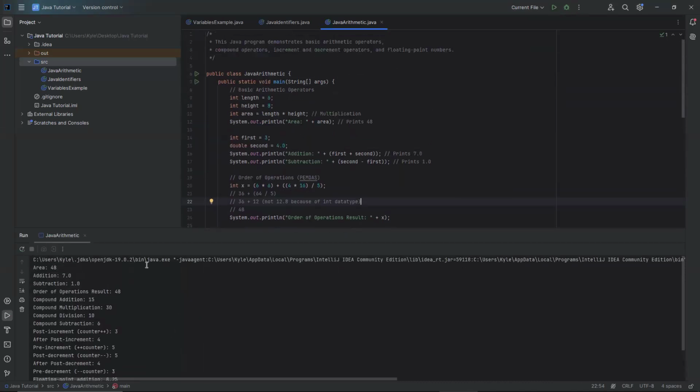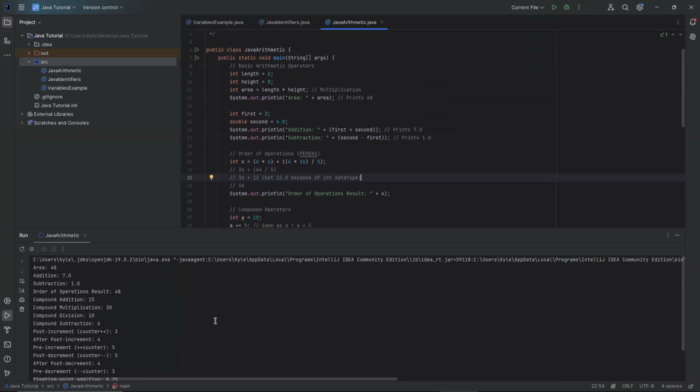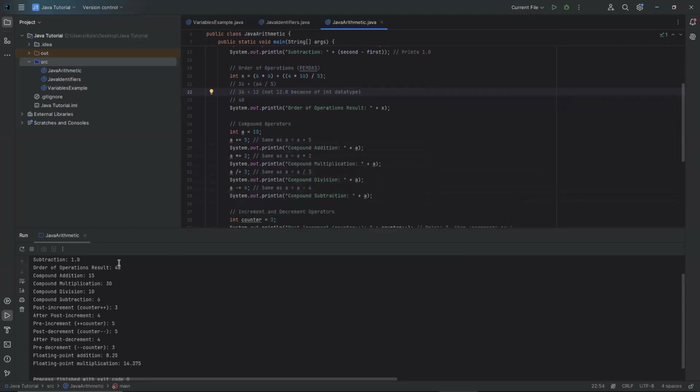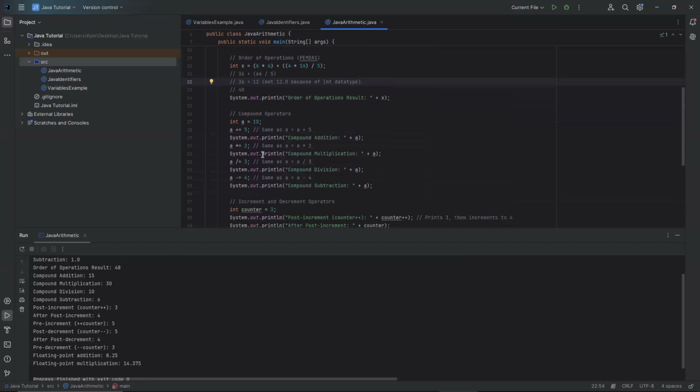So going back to the top, our area is 48. Our addition and subtraction are printed out as expected, and the order of operations result is the same. The compound operators are what we would expect. 10 plus 5 is 15. 15 times 2 is 30. 30 over 3 is 10. And 10 minus 4 equals 6.